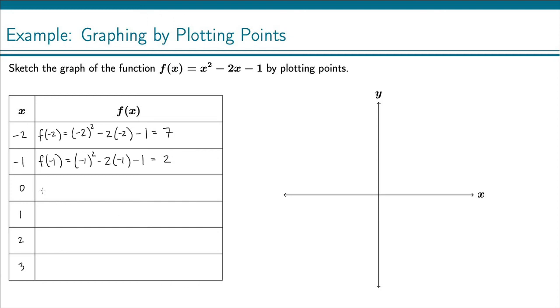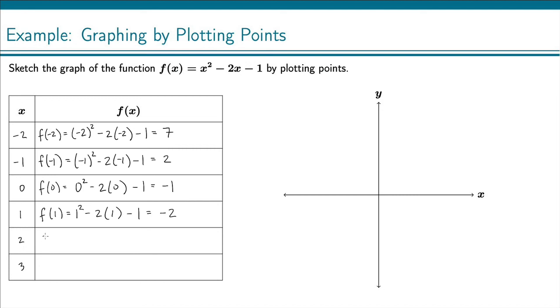And then at 0, f of 0 equals 0 squared minus 2 times 0 minus 1. And that is 0 minus 0 minus 1, which is negative 1. And then at 1, we have f of 1 equals 1 squared minus 2 times 1 minus 1. And that's 1 minus 2 minus 1. And that's negative 2.